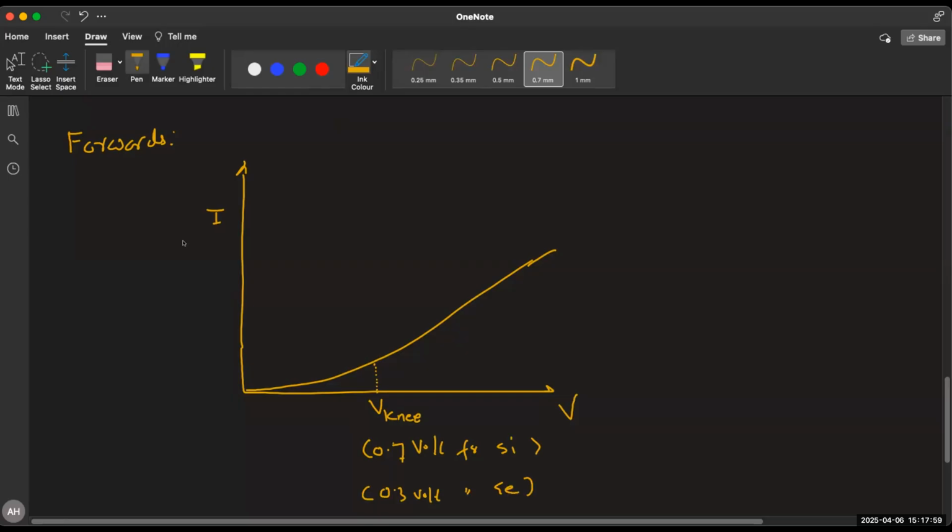This is current in milliampere. So the variation in current is very small. Current increases by a small amount. But once past the knee voltage, this is a straight line, which shows current increases linearly with voltage.